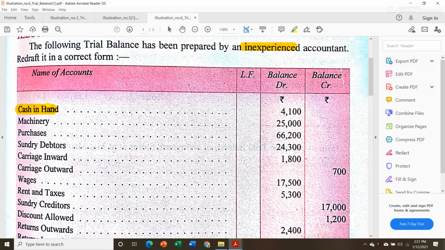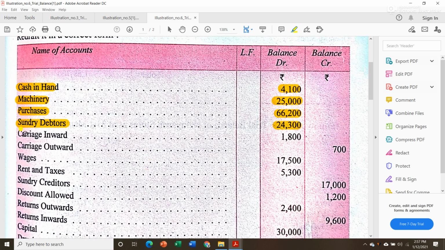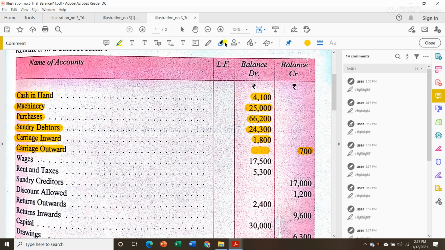So we just have to see whether debit or credit amounts are in the correct position. Cash in hand, that means debit side, correct. Machinery, asset, debit side, correct. Then purchases, debit, correct. Then sundry debtors, assets, debit, correct. Then carriage inward, we know that debit, yes. Carriage outward is also an expense, so this 700 should be written in the debit side, but that accountant made a mistake and wrote it in the credit side. So our first mistake we found is in carriage outward.